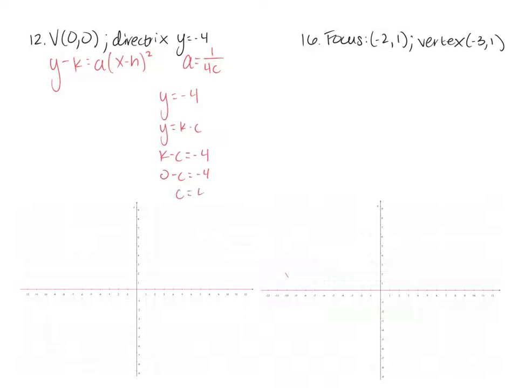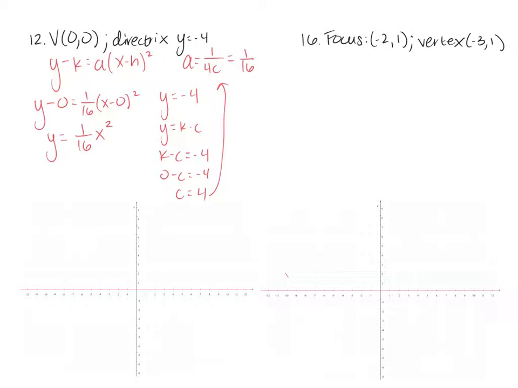So c has to be equal to 4. Knowing this, that means that a is equal to 1 over 16 when we plug c back in. Okay? So now I can figure out my equation. I get y minus 0 equals 1/16 times x minus 0 squared, or y equals 1 over 16 x squared. From there, I can graph.